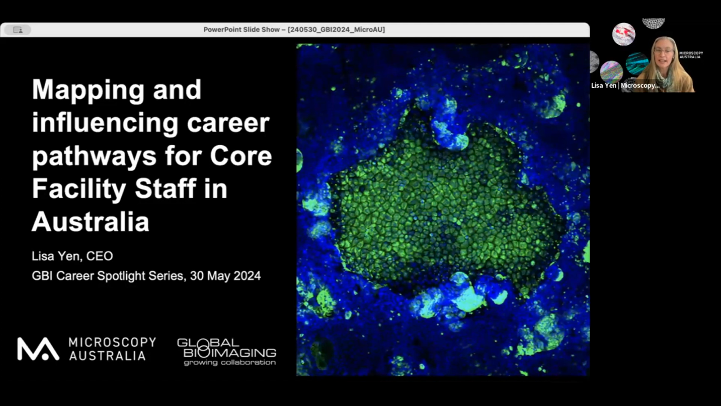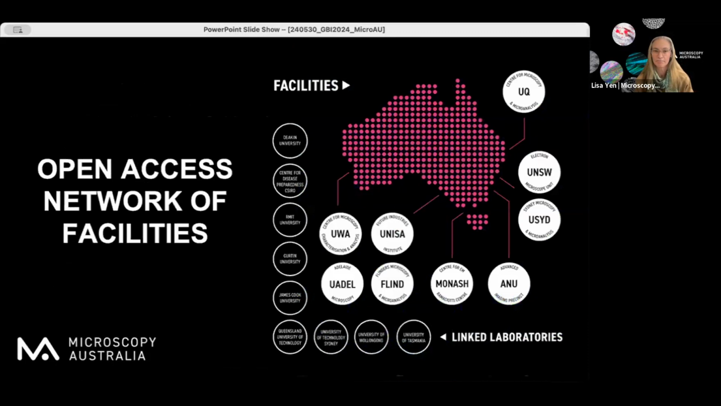So in terms of looking at career pathways for core facility staff in Australia, without hoping to be too much of a spoiler, we haven't solved it all yet. So not all of the recipe items will be here today, but we hope that our experience might inspire conversation and movement as we move towards future opportunities and increased recognition.